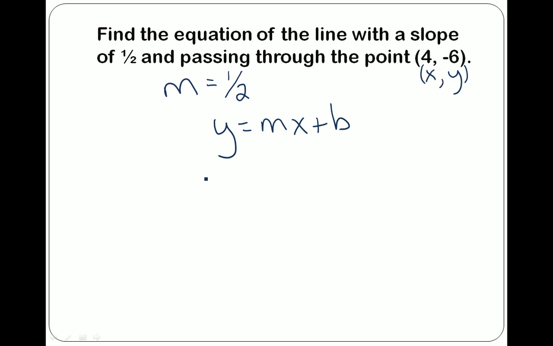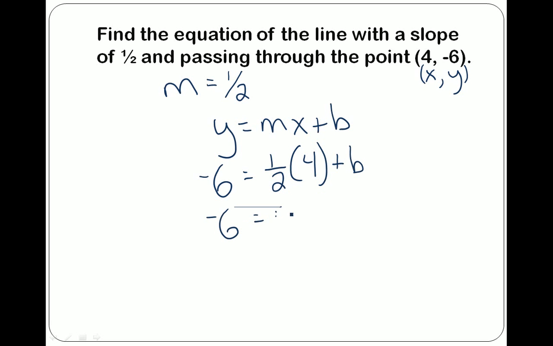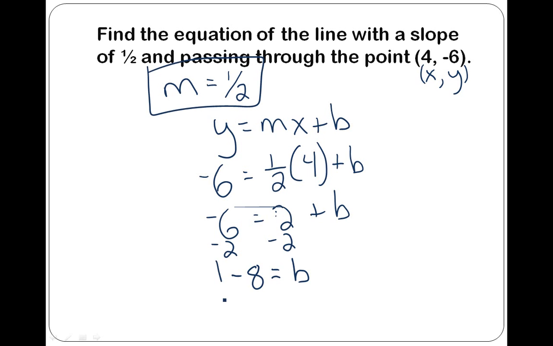And I can use -6 as a y. I know that my slope is 1/2. That was given to me. 4 as an x, and then in this model I'm left with b as the only unknown, which means I can very easily solve for it. So -6 equals 2 plus b, subtract 2 from both sides, and we're going to get that b is equal to -8. So now I have m, I have b, which means I have an equation.